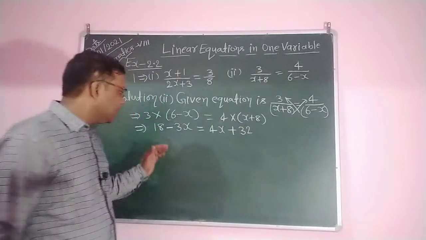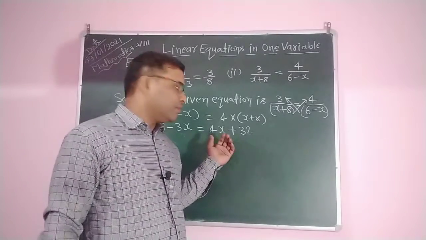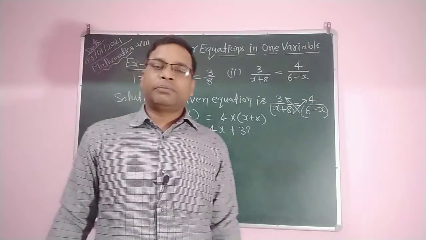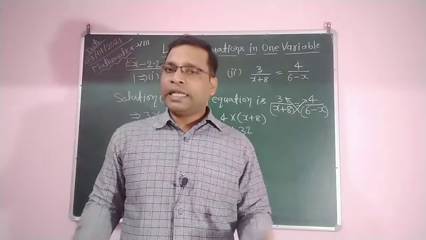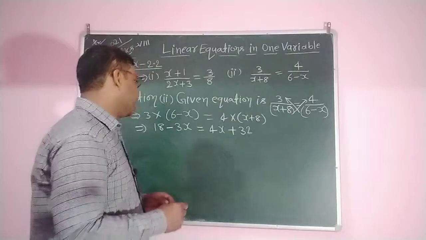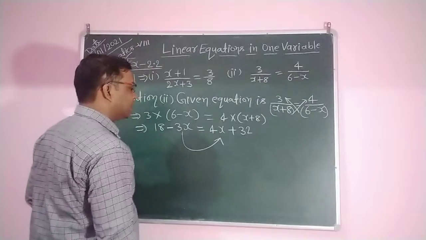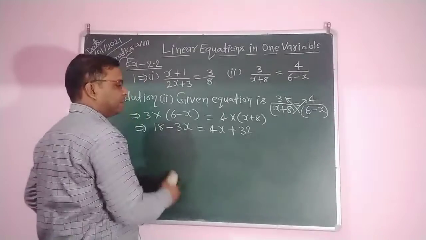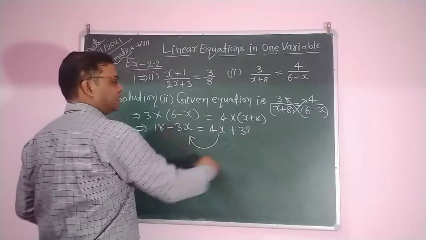Now you can see in the left hand side 18 minus 3x is equal to, in the right hand side, 4x plus 32. This is clear. Now we use the variable separable method. In this method, we transfer the variable to one side and the constant to the other side. So we transfer the 4x to the left hand side and the constant term 18 to the right hand side.